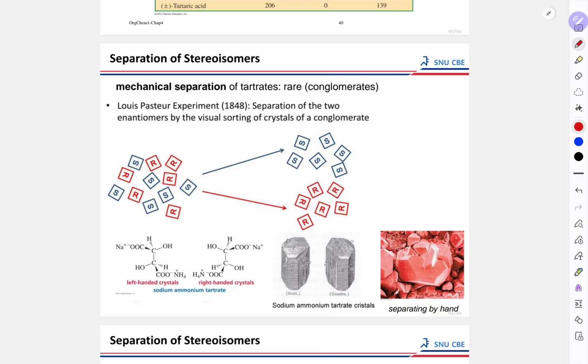As a result, now you can think about these two. They are in a diastereomer relationship, so they must have different physical properties. So you can separate one salt from the other salt, and then you can remove the amine, and you can get the R and S forms separated.